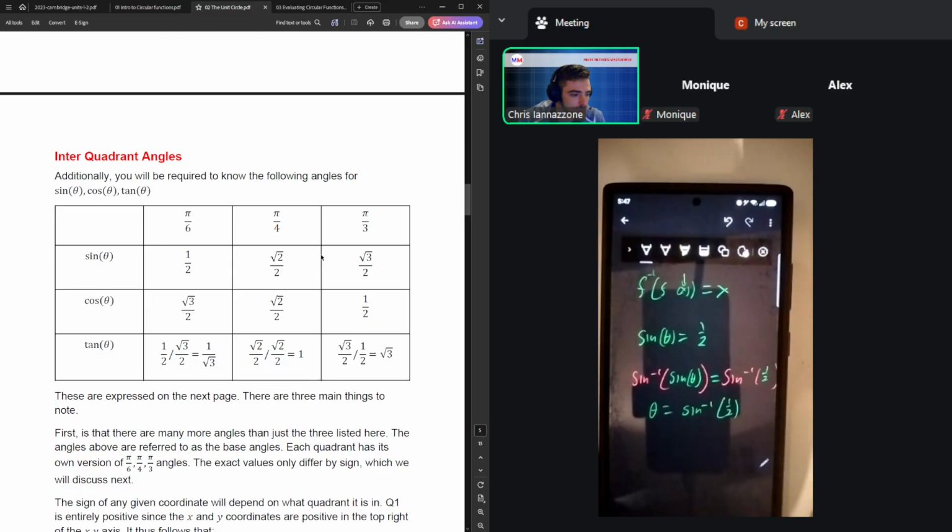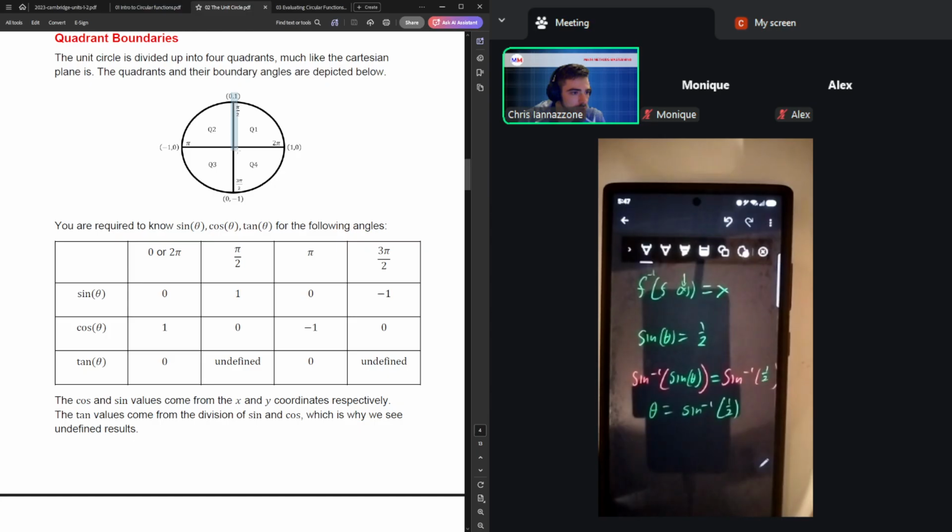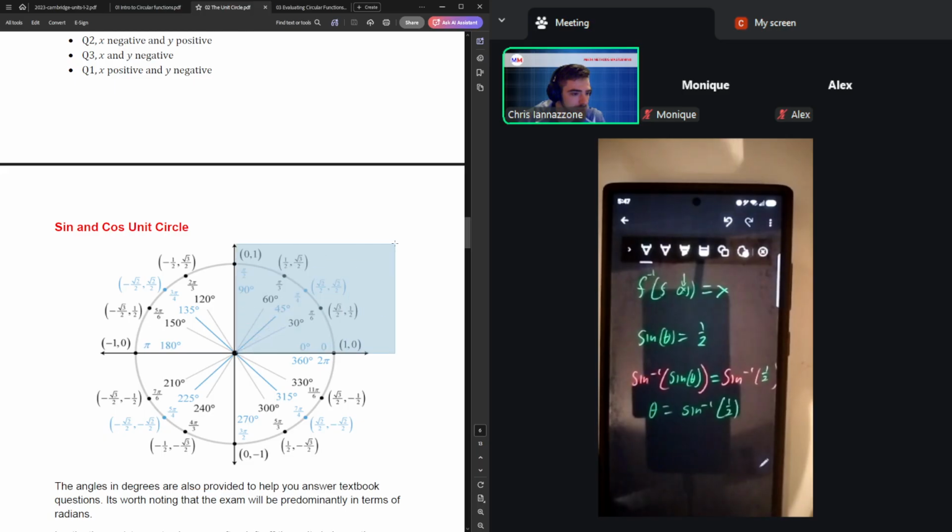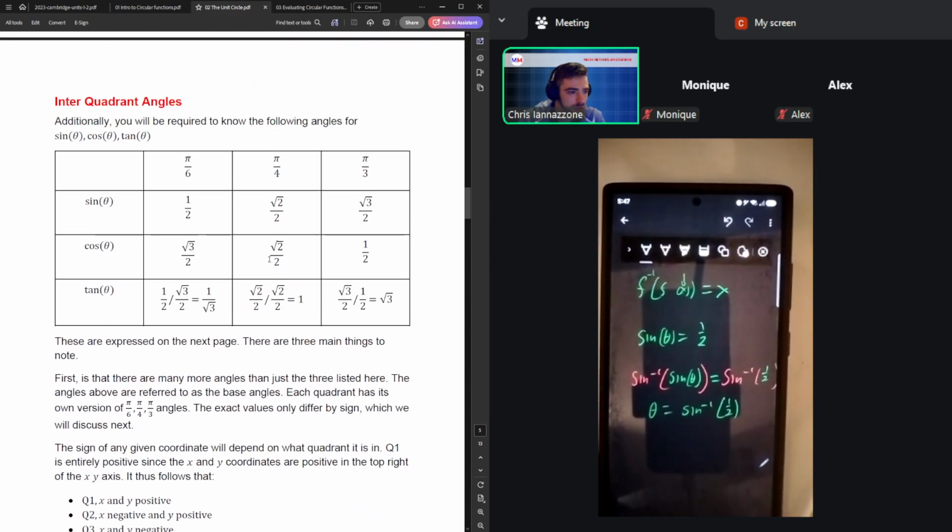Next up are what I'm referring to as the interquadrant angles. So you've got the quadrant boundaries, and you've got whatever's on the inside of that. Like these ones, for instance, here. The pi on 6, the pi on 4, and the pi on 3. These are other ones you'll also have to have memorized.